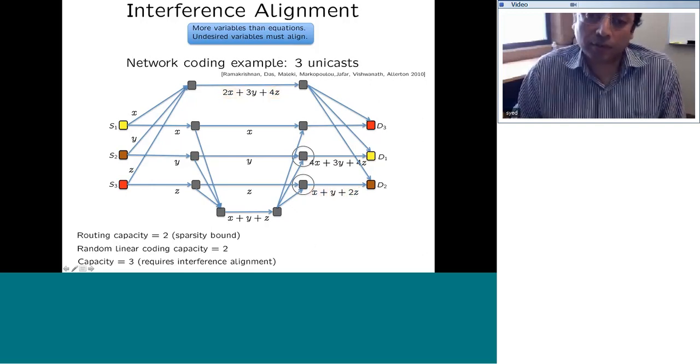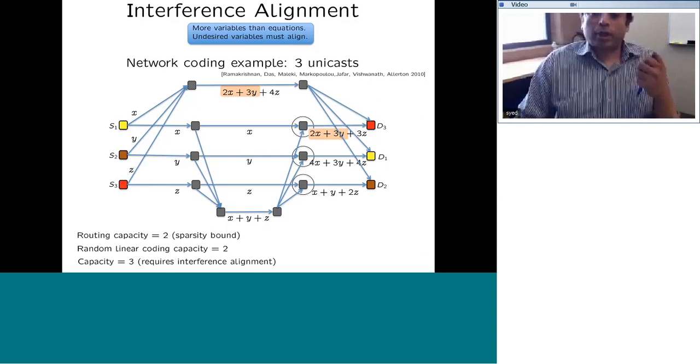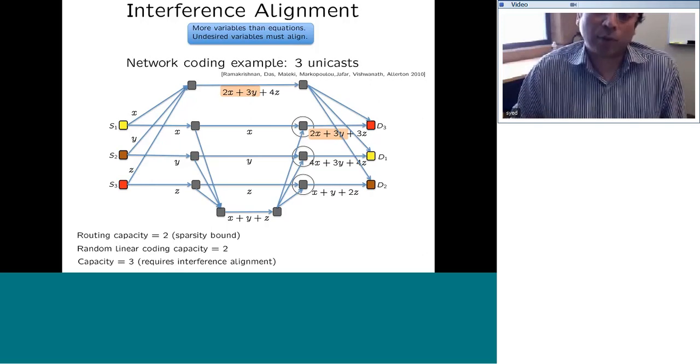Similarly, of course, at this node, you will generate the linear combination 2x plus 3y plus 3z. Destination 3 wants z, so x and y must align. And indeed, they do align. So again, 2 interfering variables align into 1 dimension. That allows you to solve for z. So that's the point of this slide. This is what interference alignment is. That when you have fewer equations than the number of variables, and you still want to solve for some of the variables, of course, you cannot solve for all the variables because you don't have enough equations. But if you want to solve for some of them, then the remaining variables, the undesired variables, have to align into a smaller space.